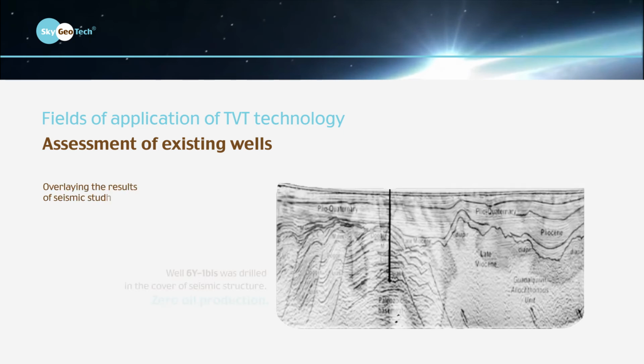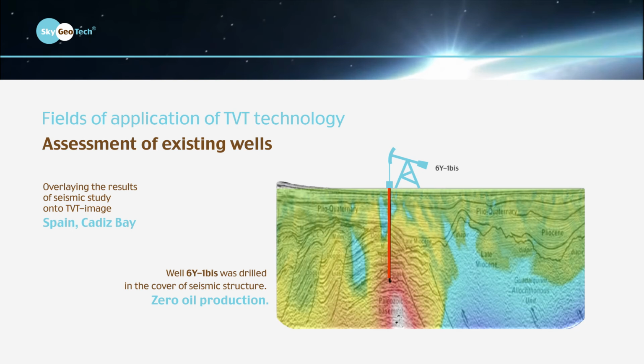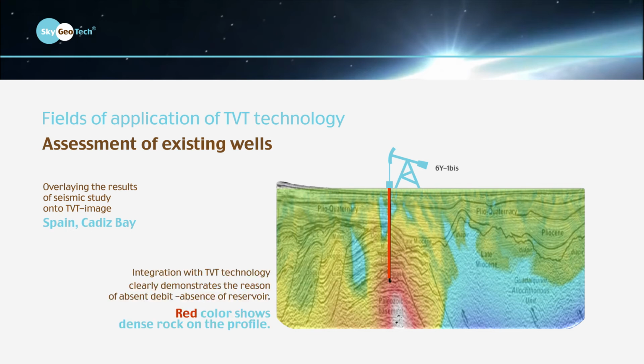Assessment of dry well, Spain, Cadiz Bay. This well was drilled according to seismic exploration, but when the company drilled it, they got zero oil production. Our team built TVT image of block and fold structures and overlaid it onto seismic data image. Integration with TVT technology clearly demonstrates the reason of zero oil production. There is no collector here. This well was drilled exactly in a dense rock, which is shown by red color. There simply cannot be oil, although the seismic data showed reflection of the structure. With the use of TVT technology, we can avoid dry wells.